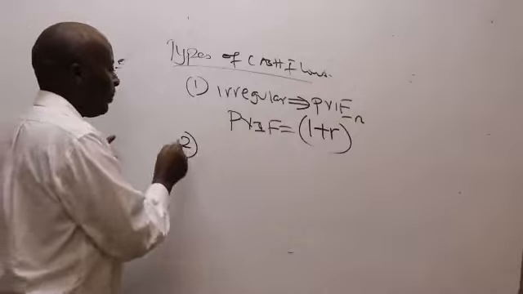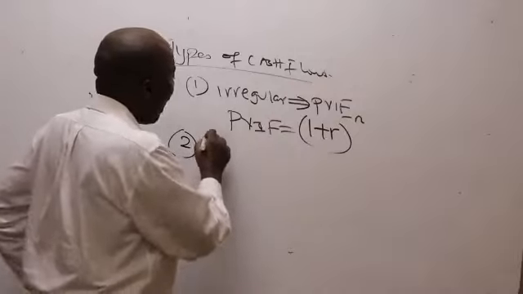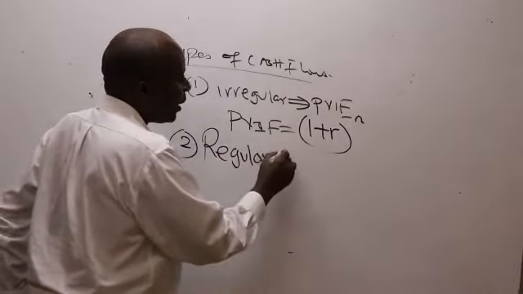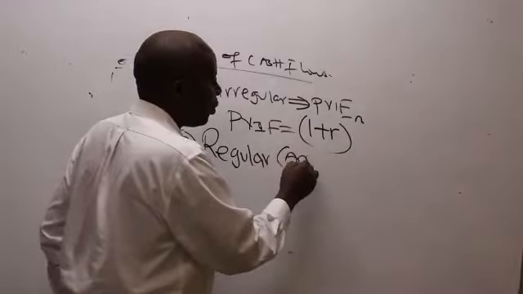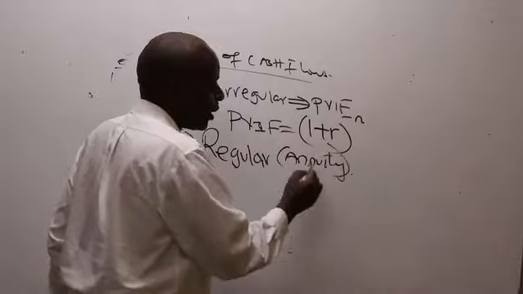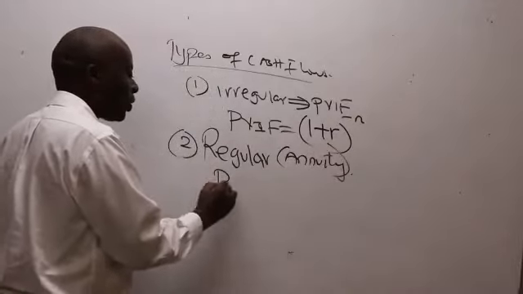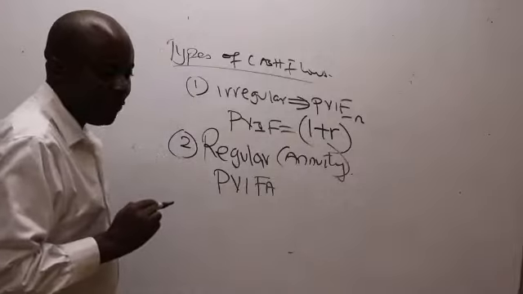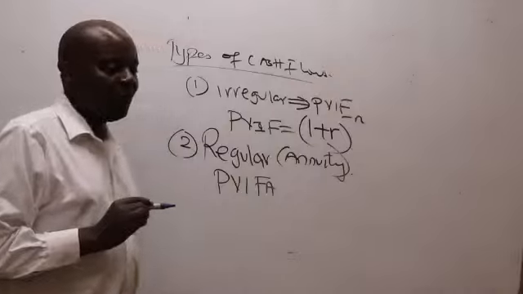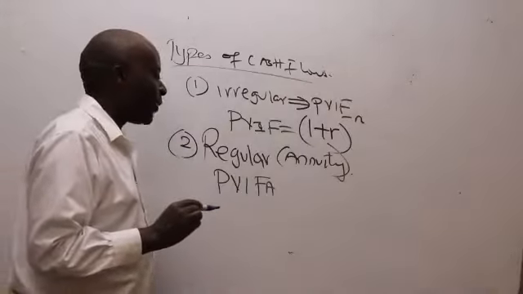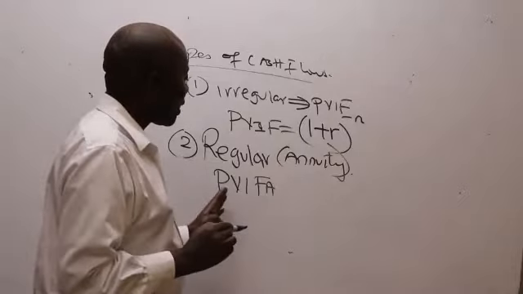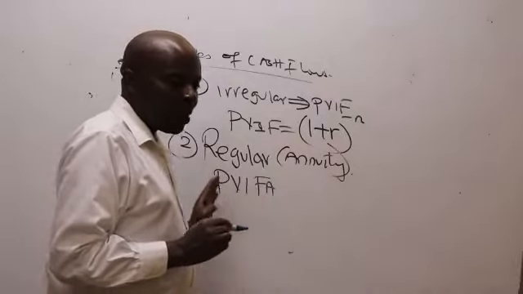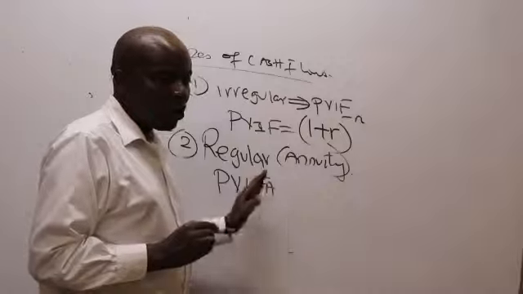And then, ladies and gentlemen, number 2, we have what we call regular cash flows, the annuity cash flows, the uniform cash flows. Uniform cash flows, we shall always discount them using the famous PVIFA. If you can recall, PVIFA is quite an easy one. First of all, it stands for present value interest factor of an annuity.